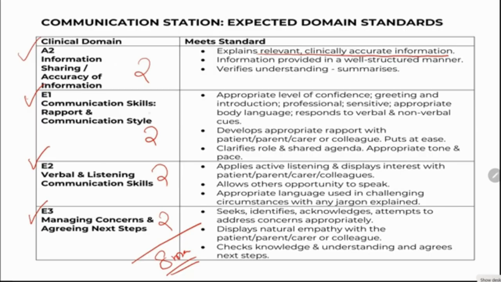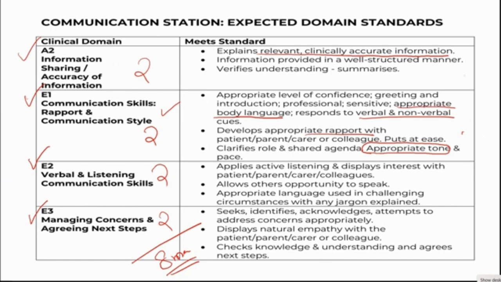E1 is communication skills, communication style and body language. Use appropriate body language, respond to verbal and non-verbal cues, and always develop appropriate rapport with the role player. You also have to use an appropriate tone. Suppose your task is about breaking bad news, always lower your tone and keep your voice very low.